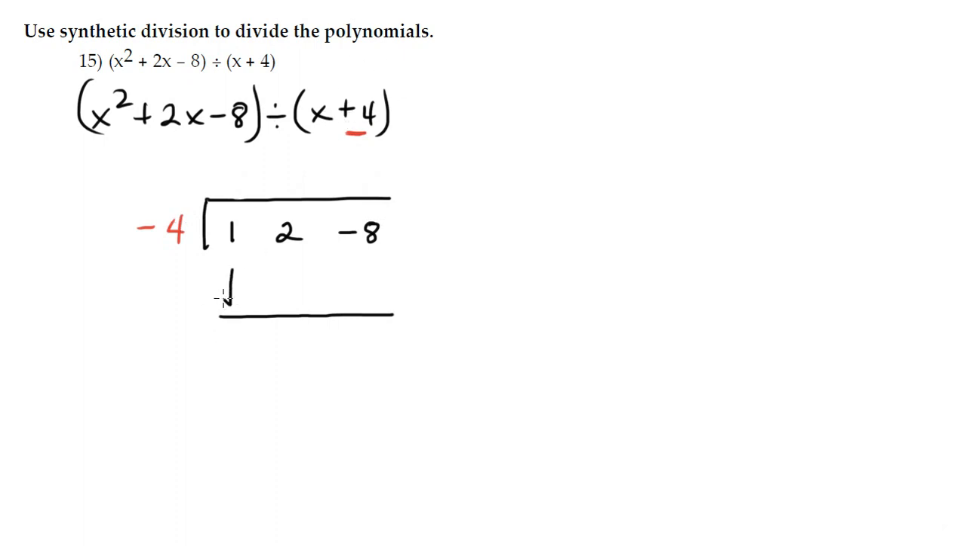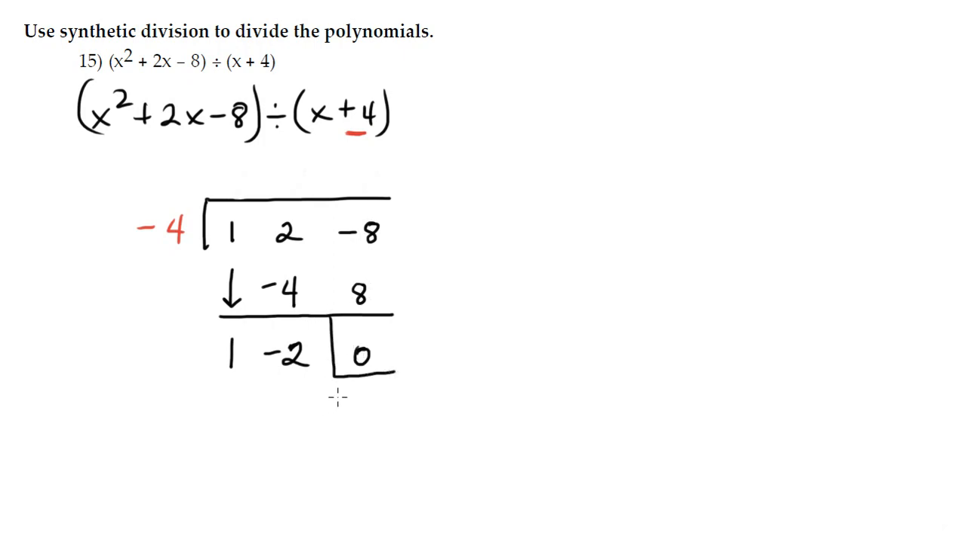Bring down the first coefficient. Bring it on down. Then we're going to multiply, add, multiply, add. Bring down the first, multiply, add, multiply, add. So -4 times 1 is -4. I'll write it up here. Then add these two together. 2 plus -4 is -2. Multiply again. -4 times -2 is +8. -8 plus 8 is 0.